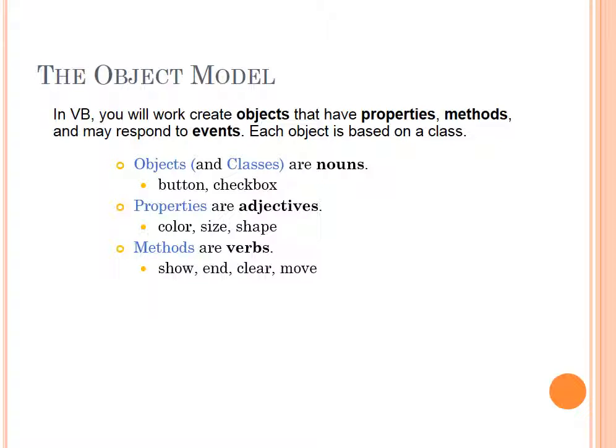Methods are verbs. They're active words. They're telling the computer to do something. Some examples, and you don't have to know what they all mean right now: show, end, clear, move. Okay, these are all verbs. They're actually doing something. You're moving something. You're ending something. Okay?